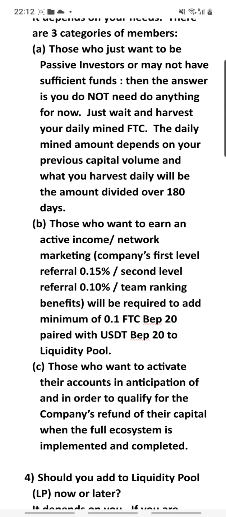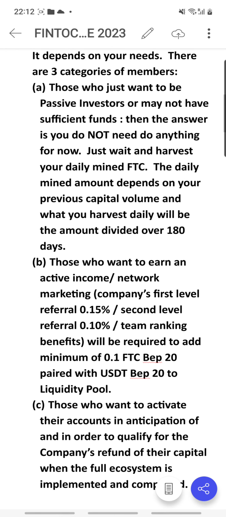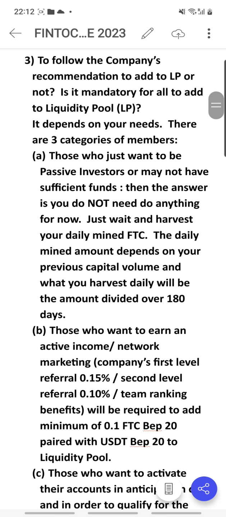Okay, then C, those who want to activate their accounts in anticipation of and in order to qualify for the company's refund of their capital when the full ecosystem is implemented and completed. All right, so to sum up, right, it is not mandatory for all to add to liquidity pool.